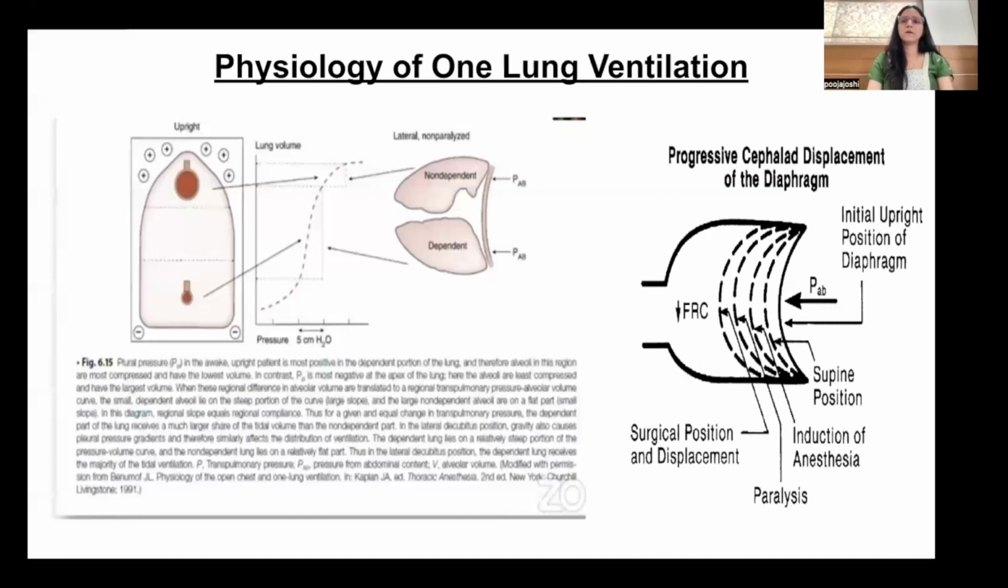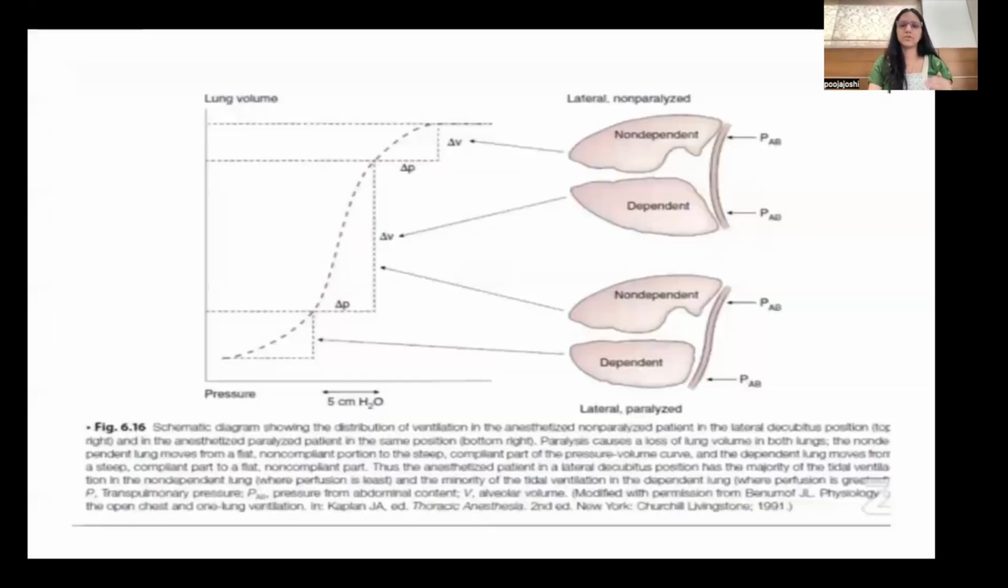of the lung. And when you paralyze the patient, you see this shift of the lung on the compliance curve. Now the non-dependent lung, which was previously on the flatter portion of the curve, now moves to the steeper portion, so it becomes more compliant.